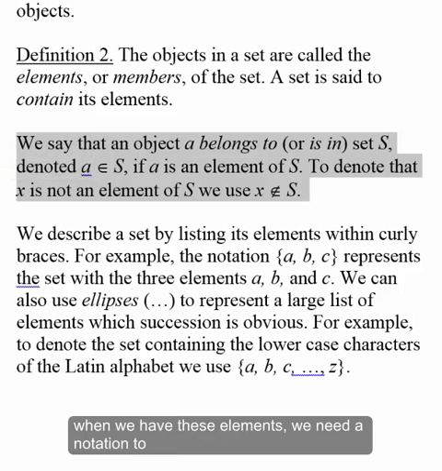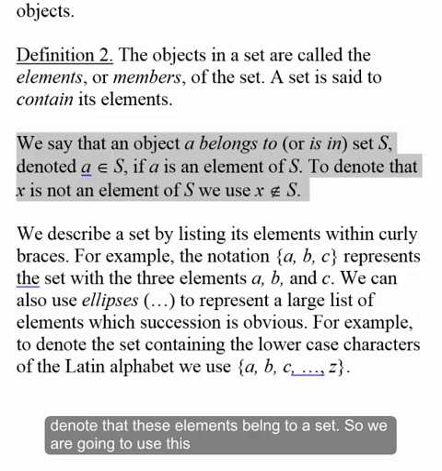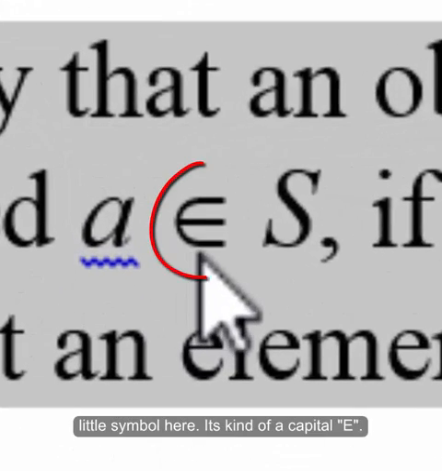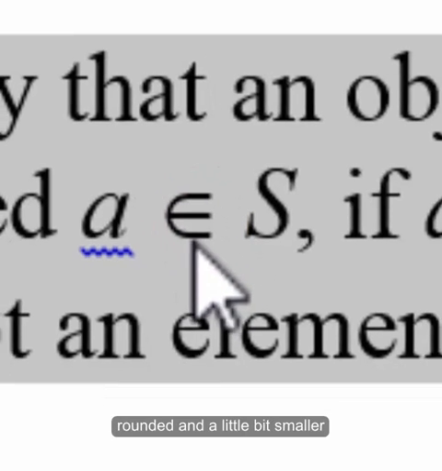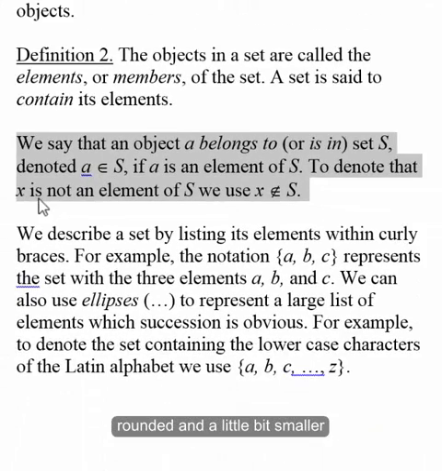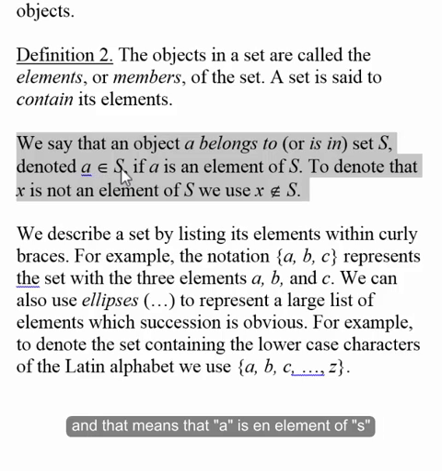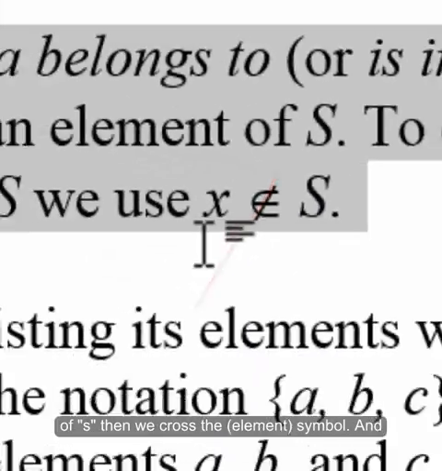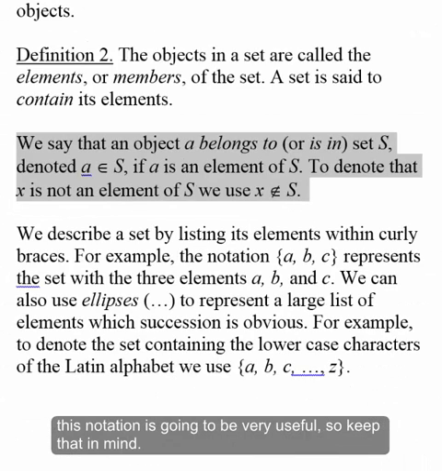So when we have these elements, we need a notation to denote that these elements belong to a set. So we're going to use this little symbol here. It's kind of a capital E rounded and a little bit smaller. And that means that A is an element of S. And to say that X is not an element of S, then we cross the little symbol. And this notation is going to be very useful, so keep that in mind.